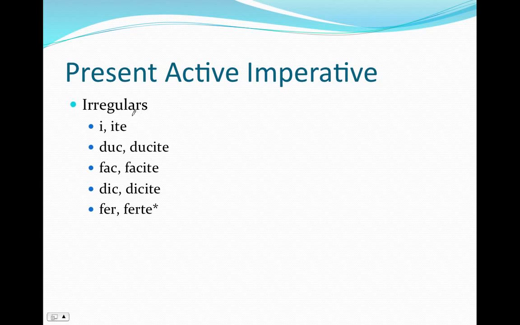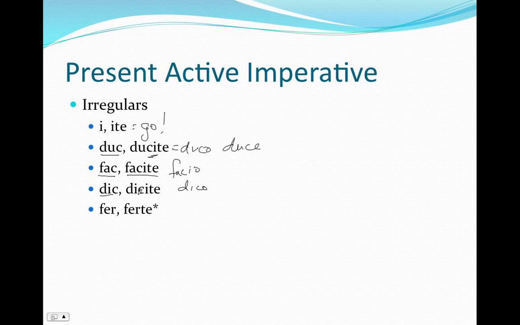And there are some irregulars, as you'd expect. Ī or īte, go. Dūc and dūcite from dūcō. So here we're not going to use dūce, as you'd expect. Lead, it's just the simple monosyllabic. Dūc, lead, and dūcite, where the i comes back in. So the plural here is regular, the singular is irregular. Fac or facite, from faciō. Do or make. Again, monosyllabic in the singular, regular in the plural. Say, tell. Dīc, from dīcō.